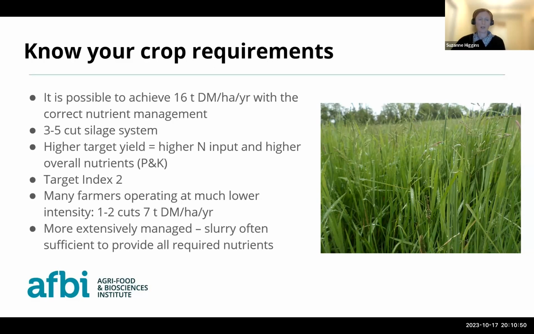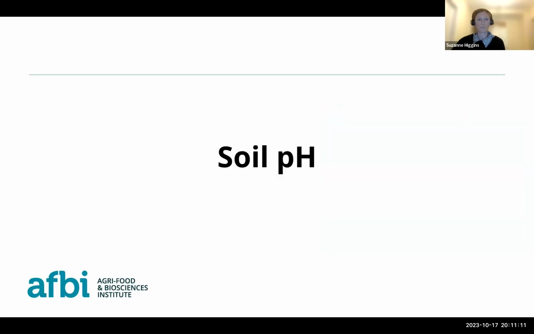And so the more extensive farmers can actually get all the nutrients they require very often from slurry alone. So a lot of those more extensive farmers don't need to be putting on a lot of additional bought in fertilizers. So it's really important to know the system you're operating, your target yields, and the amount of nutrients you need to apply.